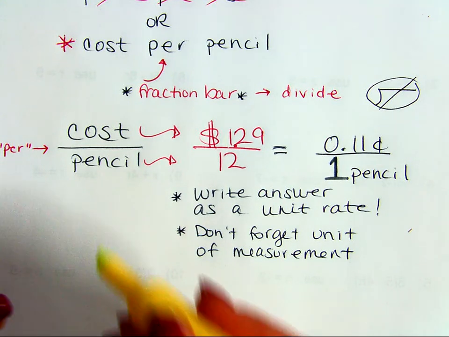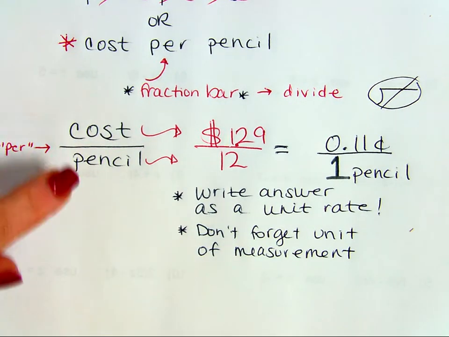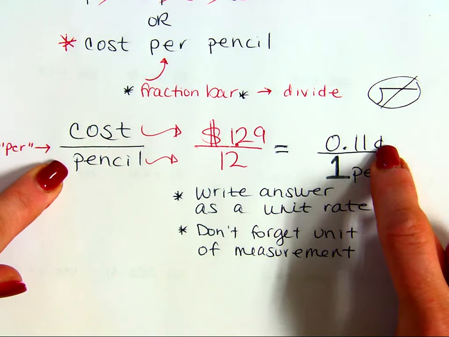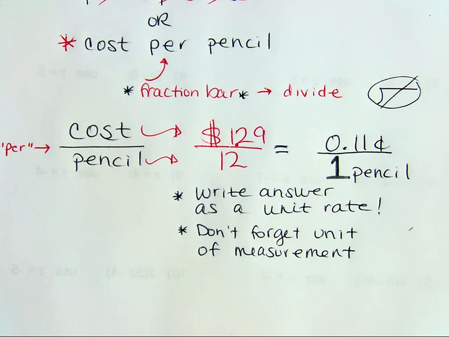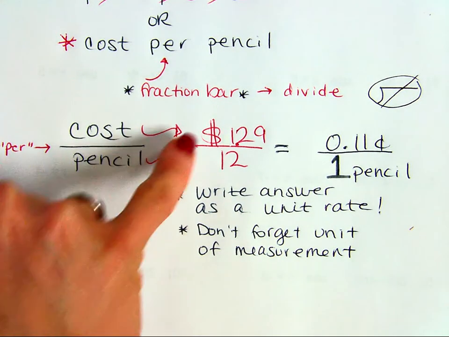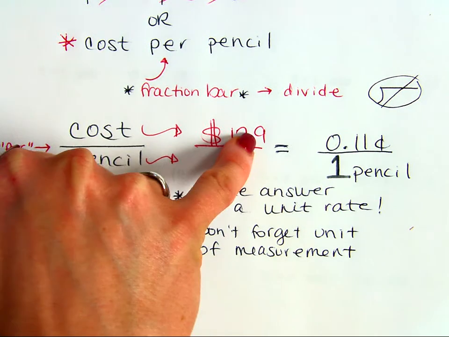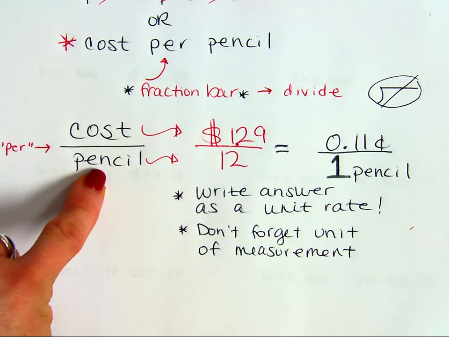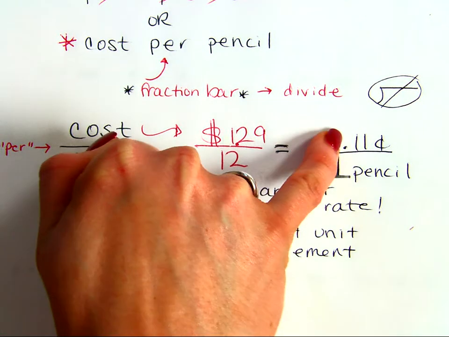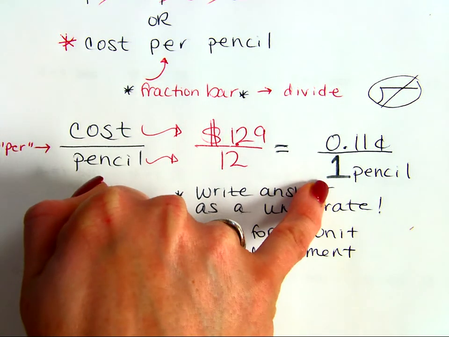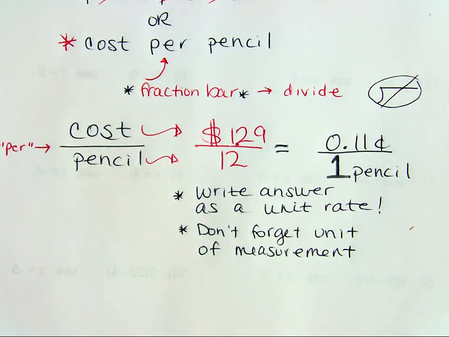So I had cost per pencil. I need the cost and the number of the pencil in my answer. That is one complete problem. Now watch this. Follow me and listen. If it costs $1.29 for 12 pencils, then it costs 11 cents for 1 pencil. Okay? Now, normally, that's not how it works, right?